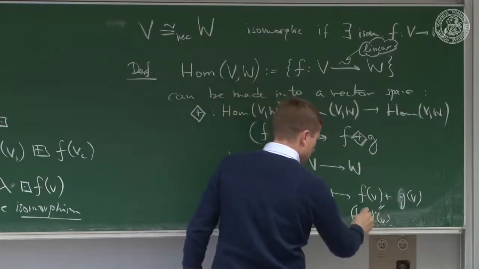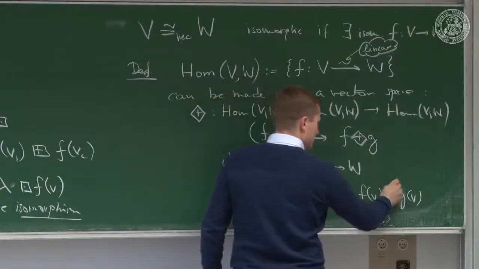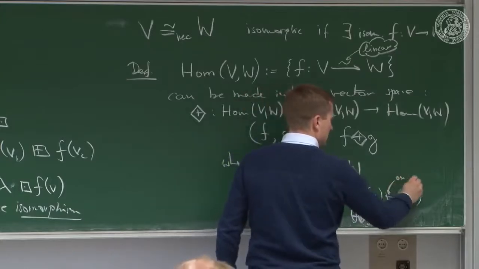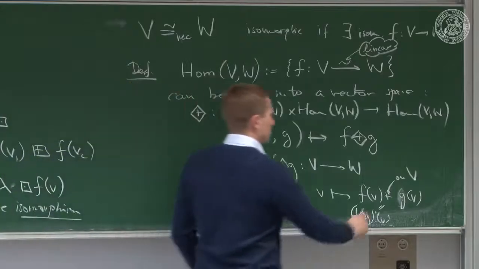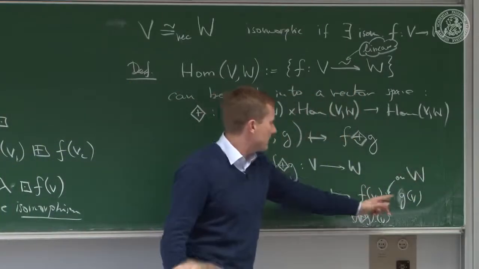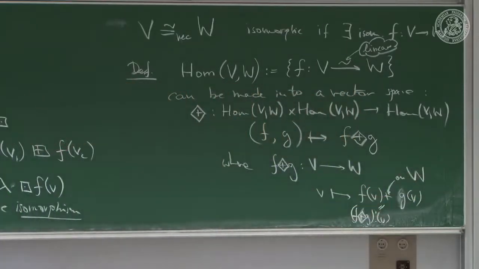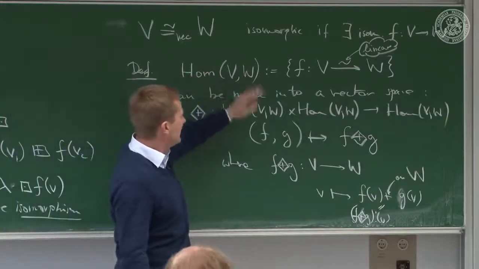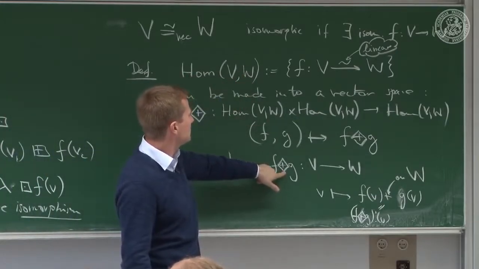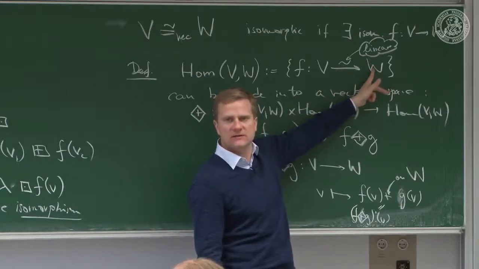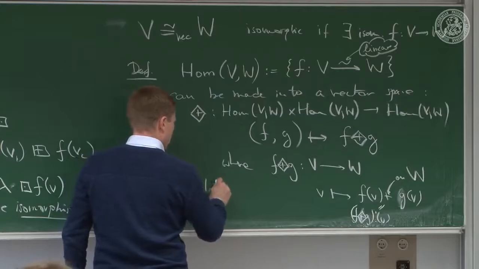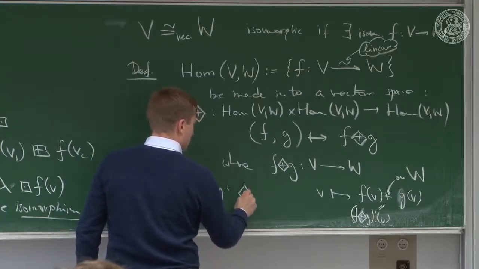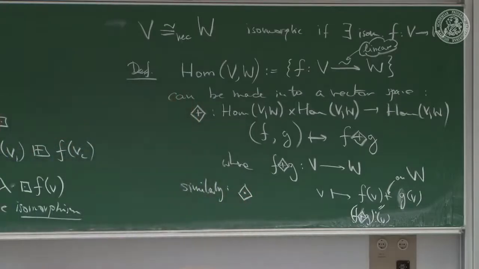And as you see, the diamond plus here is reduced to this plus, and this is the plus on V. No, that's wrong. That's the plus on W, because it's the results that I add up. Okay? So Hom(V, W) inherits its addition from the addition of the target space by this definition, and similarly you get a scalar multiplication, diamond dot, for Hom(V, W).